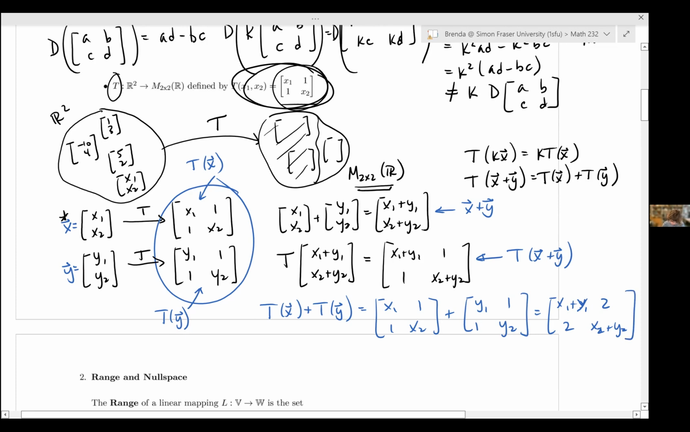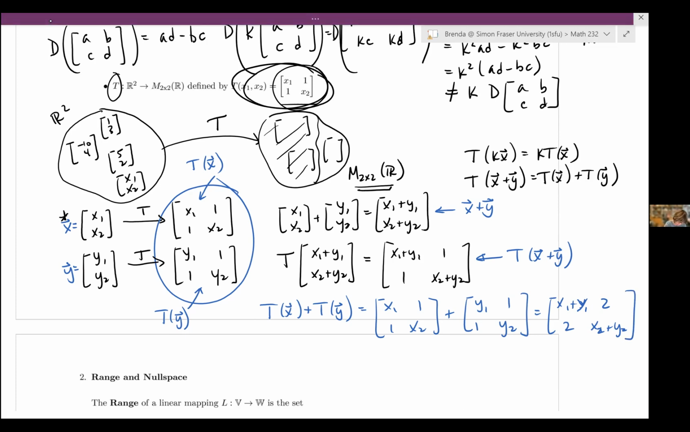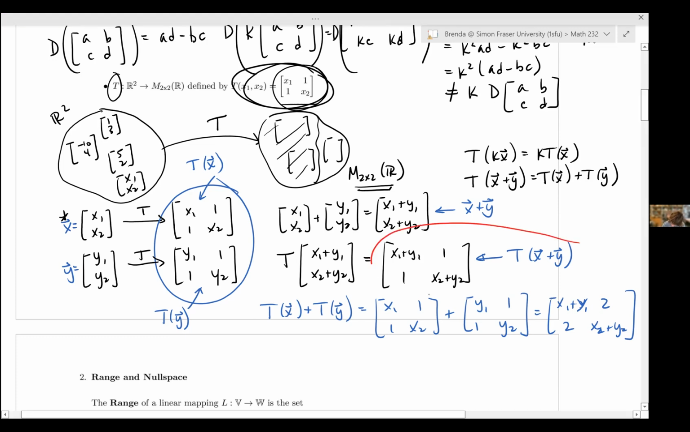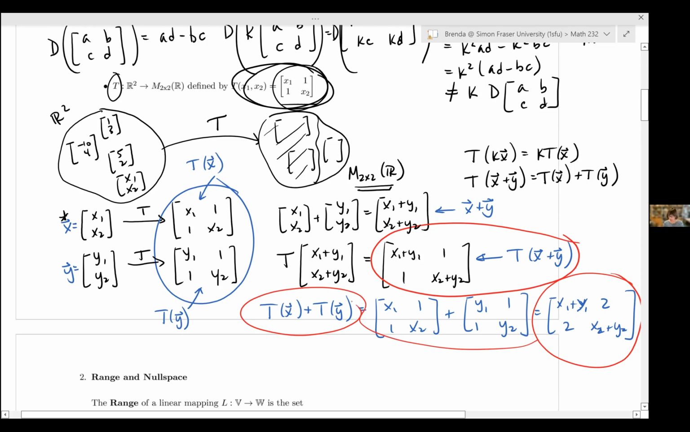Okay, these are not the same. I'm going to circle where it's not the same. This guy here, T of x plus y, is not the same as this guy here, which is T of x plus T of y. This is not linear.